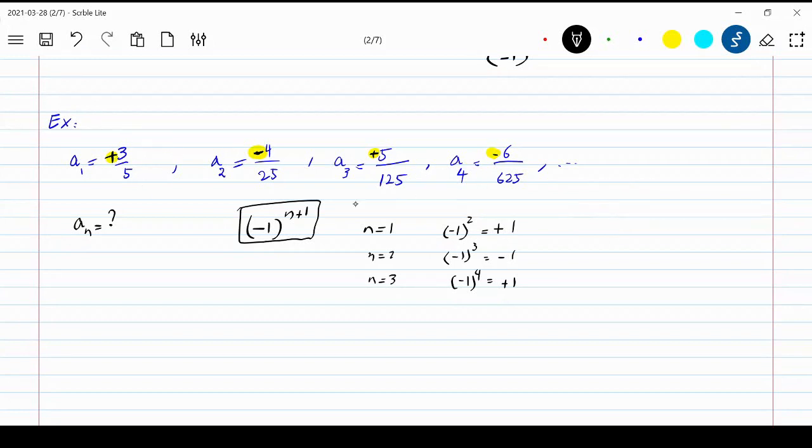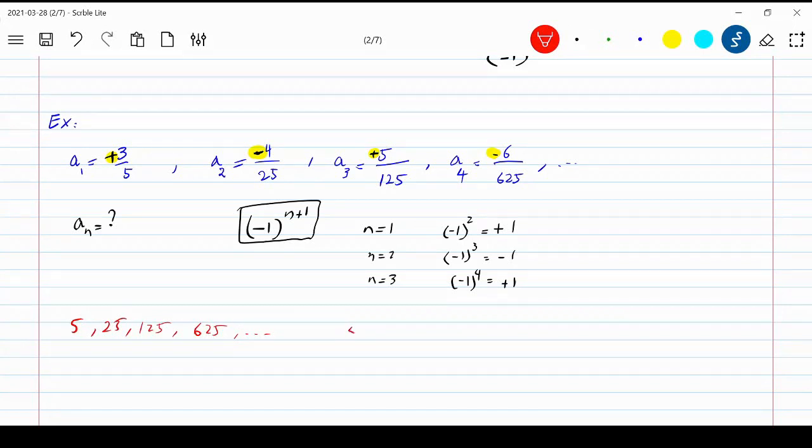Now, the denominator is quite easy. You can look at the denominator separately. What does this sequence represent? If you look at this sequence, 5, 25, 125, 625. Normally, you should break down the sequence if you can. What would be the formula for the sequence?